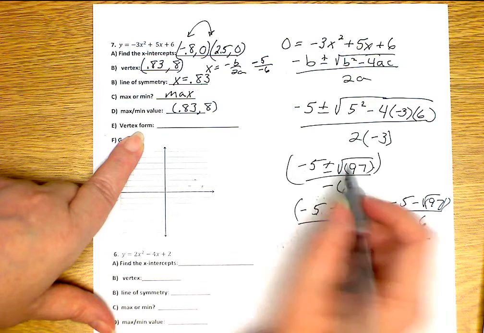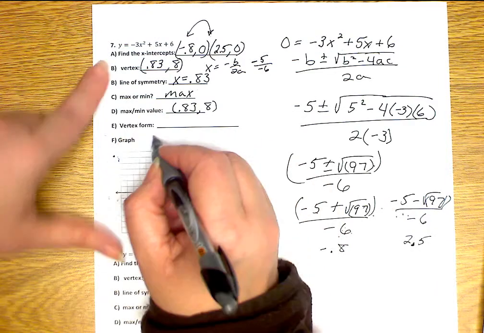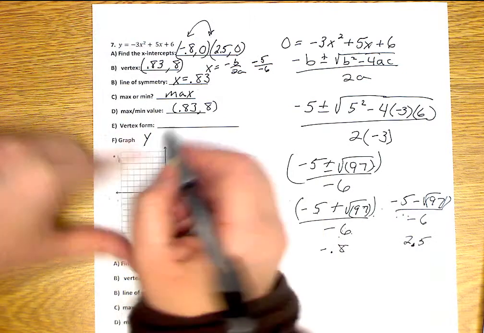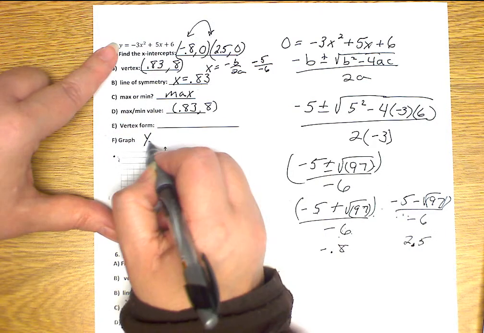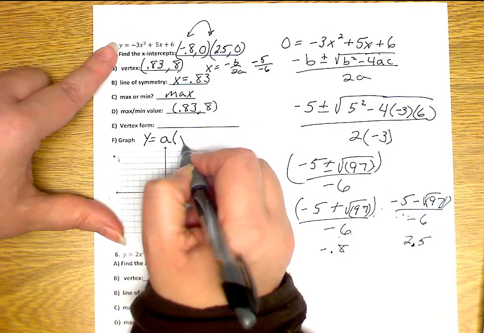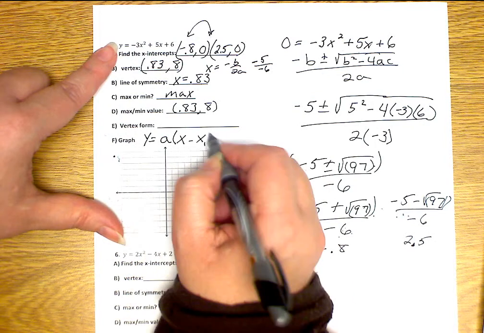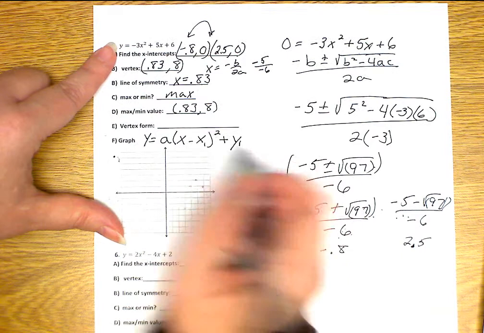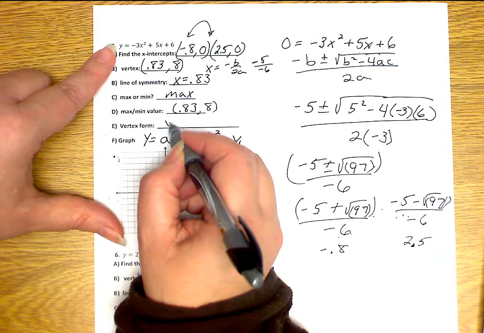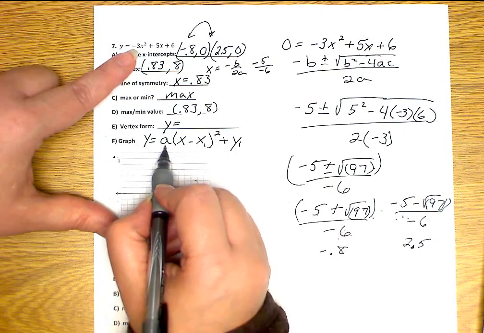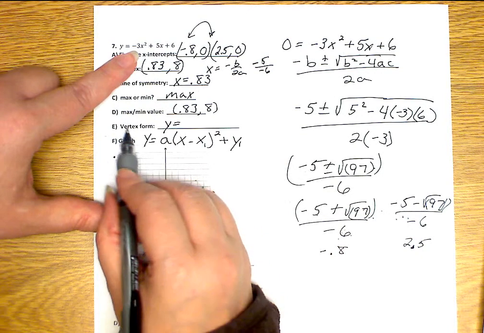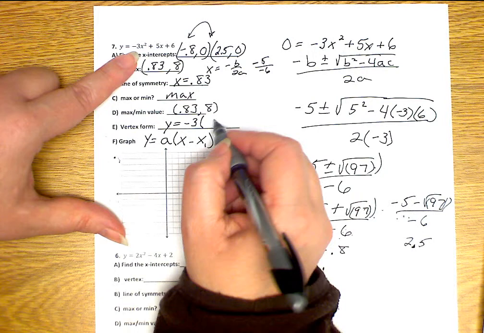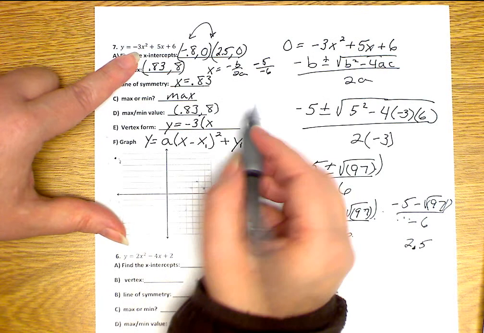Vertex form. Make sure, ladies and gentlemen, you have y equals a, parenthesis, x minus x1, squared, plus y1. And that's your point. So when you're doing this, it's y equals, what's a? What is this formula right here? I've never seen vertex form. Yes, you have negative 3, x minus 0.83.